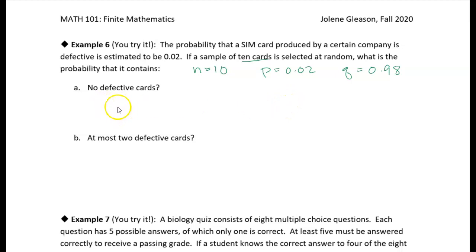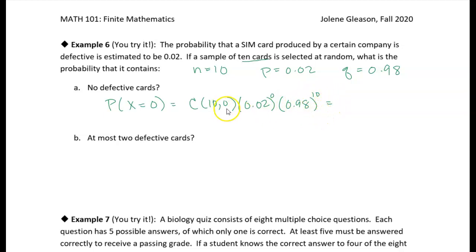Now, we're first of all asked to find the probability that we don't get any defective cards. So we're going to define our random variable to be the number of defective cards. We're going to call defective cards a success, because that's what we're looking for. So I wanted the probability that x is equal to 0, no defective cards. All right, so we're just going to use a formula. We're going to take 10 choose 0 times 0.02, which is the probability of success, to the 0 power, and 0.98 to the 10th power.